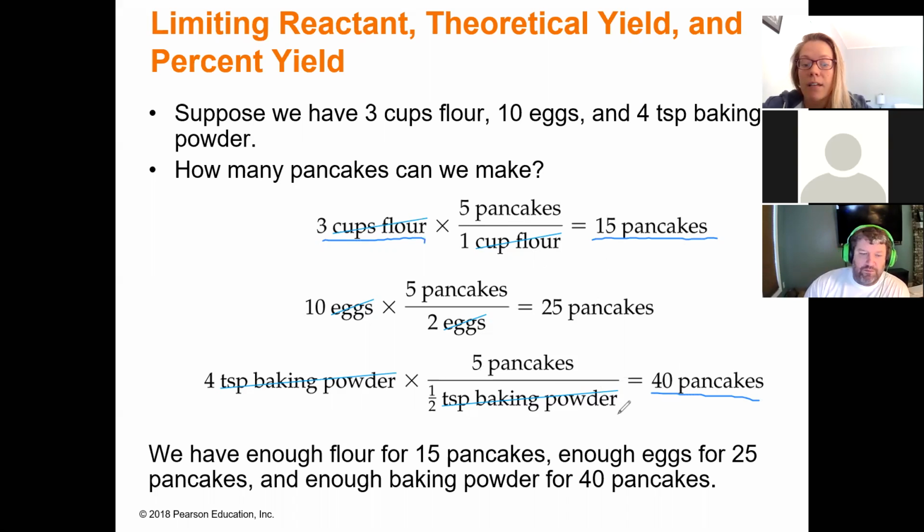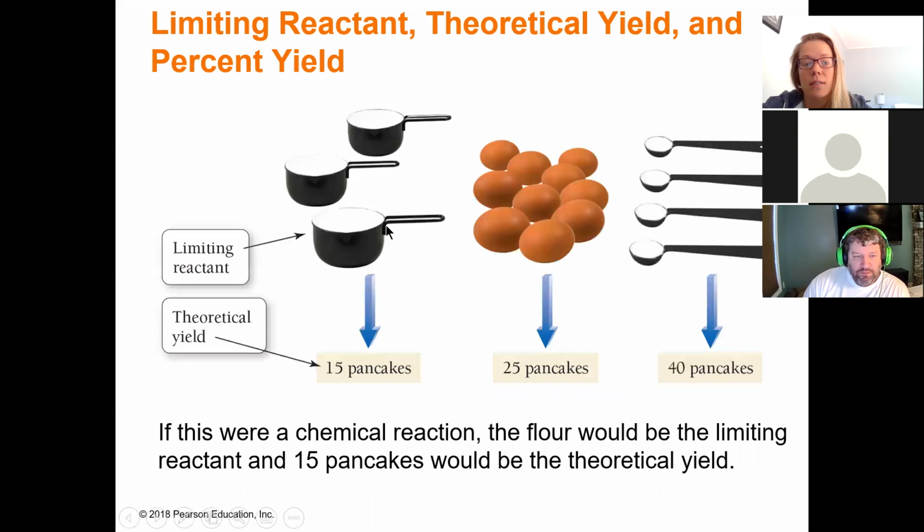So we have enough flour for 15 pancakes. So how many pancakes can we make? 15 pancakes. It's our limiting reactant. So this is the limiting reactant. It's the material that's holding you back. It's not a number. The limiting reactant is the ingredient, material, compound that holds you back. The theoretical yield is how much that limiting reactant produces. So it's the lowest of the 3 or the 2 or however many you calculate.